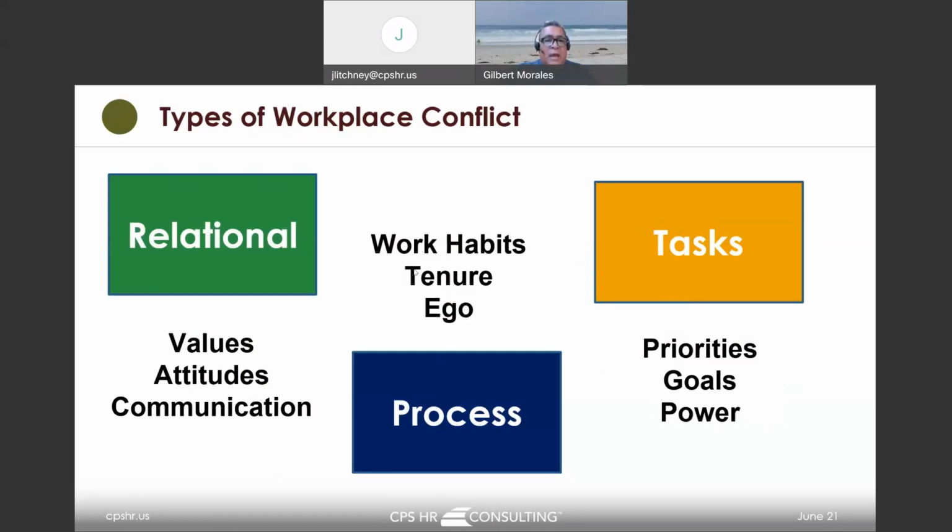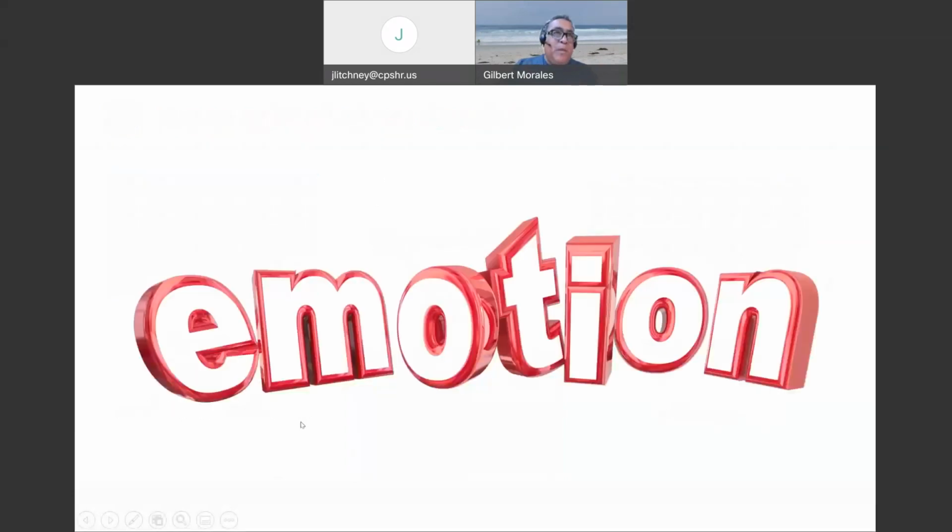So the common types of workplace conflict that you will experience are relational, process, and tasks. Now, what happens when we have conflict? Conflict can be emotional in nature. What is the number one emotion that you have experienced that is expressed in conflict?